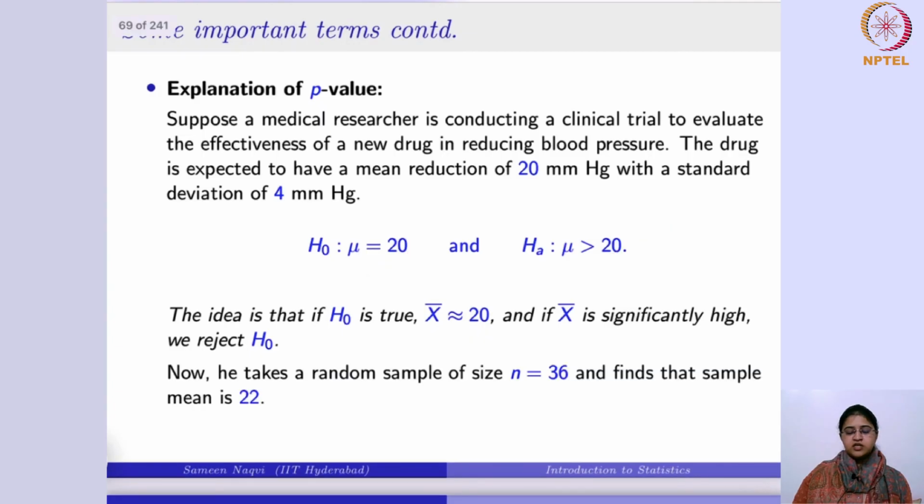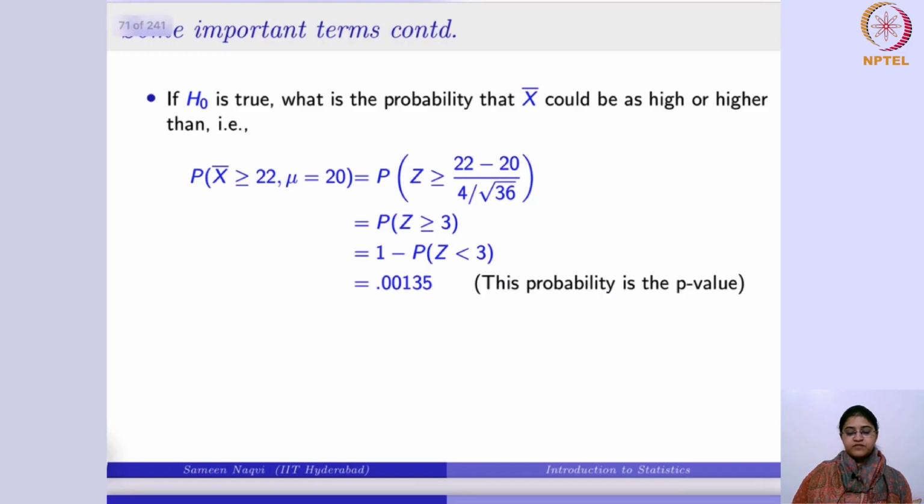Now suppose that you take a random sample of size 36 and you find that the sample mean is just 22. Now, can you say that 22 is significantly high or not? Can you conclude it? Because 22 is very close to 20, right? That much margin of error you can have. To check whether it is significant or not, this can be done using the p-value. So the p-value says that if the null hypothesis is true, what is the probability that x bar could be as high or higher than 22?